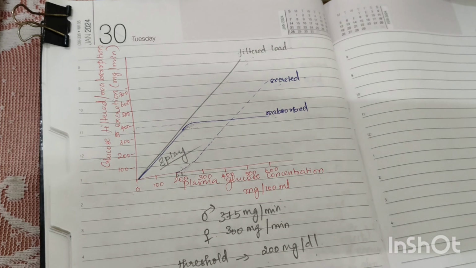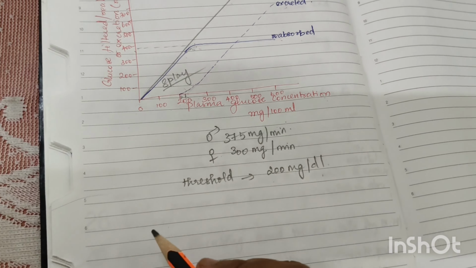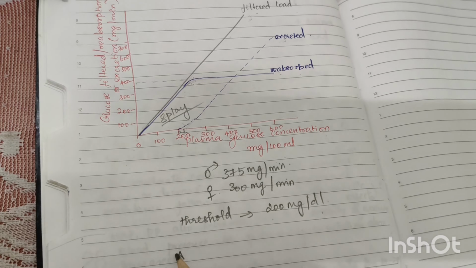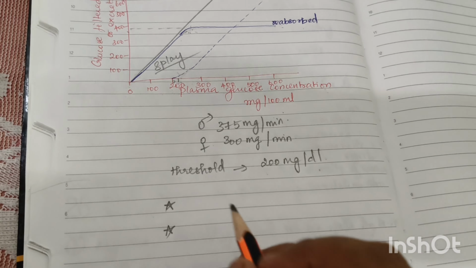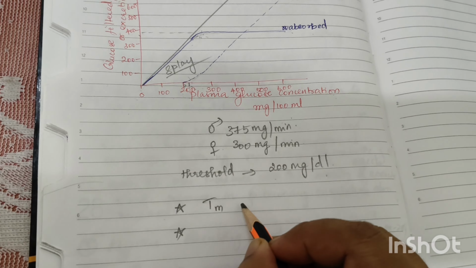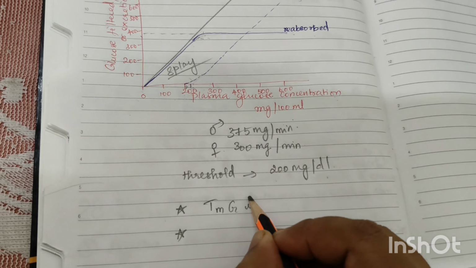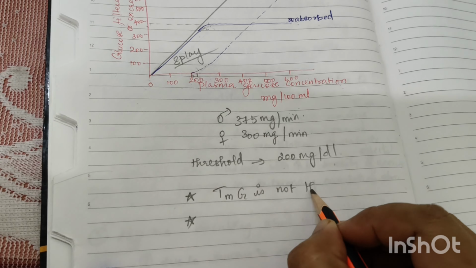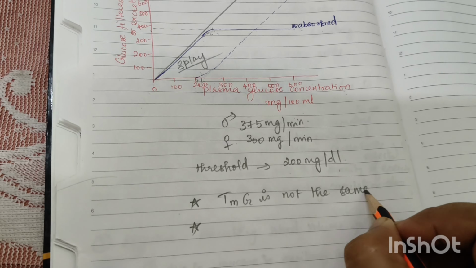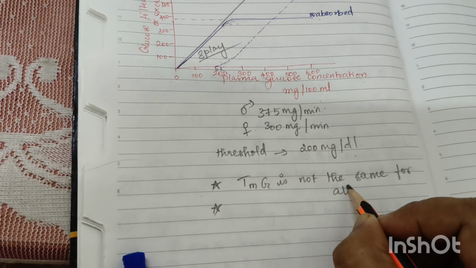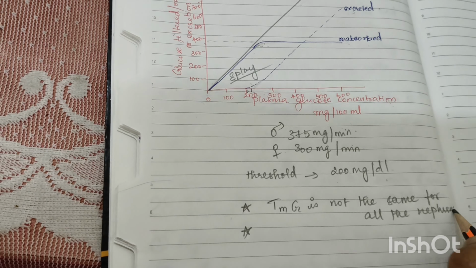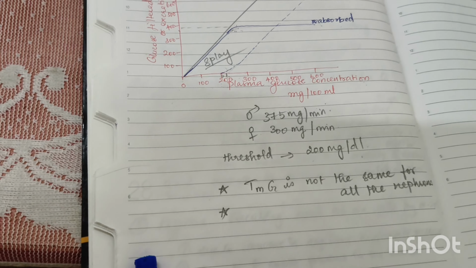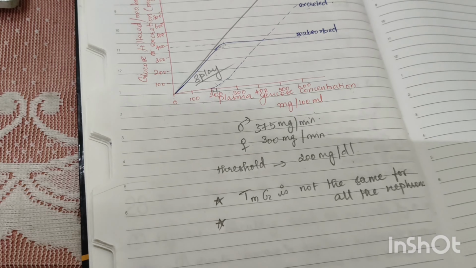So why does this splay happen? What is the reason behind splay? There are two important reasons that have been proposed for the renal splay. The first is that the transport maximum for glucose is not the same for all the nephrons. That is why glucose starts getting excreted even before reaching the transport maximum.